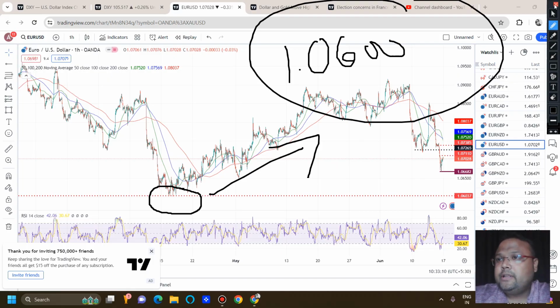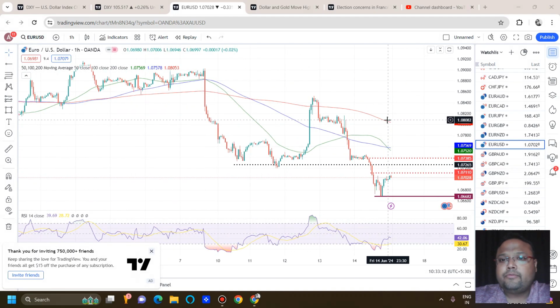And keep in touch with the news, because we got this move because of the news. So any news during the weekend may change the direction of the market or change the momentum of the market again. So news is going to play a major role.